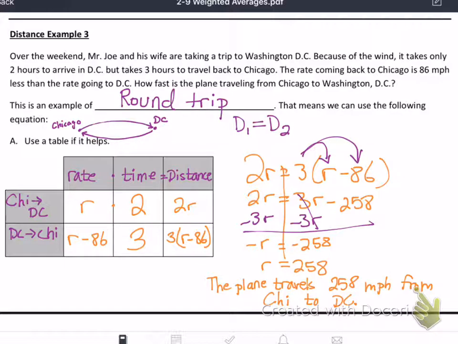If it made sense to you, then move on to the final example. If it didn't make sense to you, pause, rewatch this example. There's no problem in that, okay?